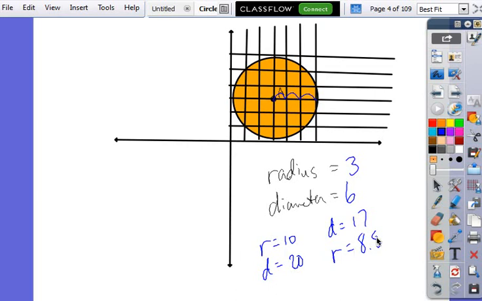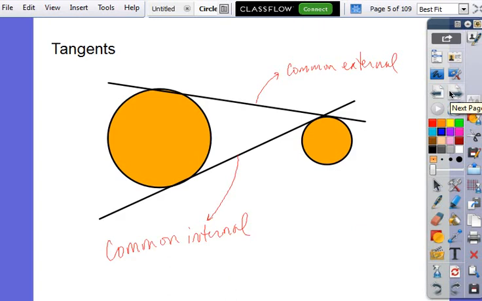We talked about the common tangent stuff. What does a tangent do? It hits the circle one time. So a common tangent has to hit 2 circles, and each of them one time. This one is called common external on the top. Why? It's outside the 2 circles. This is called common internal because it's inside the 2 circles.